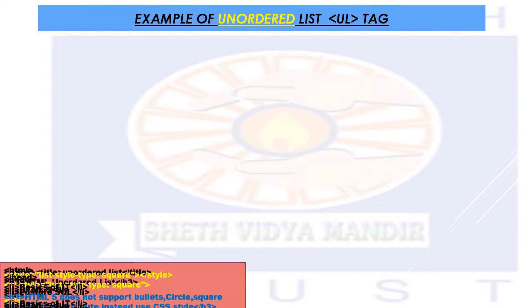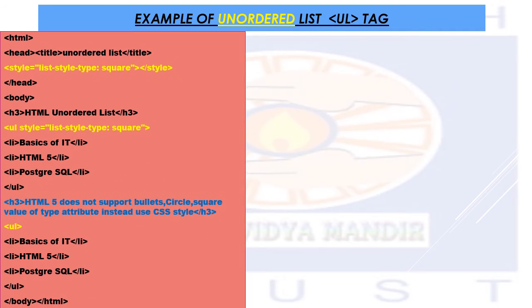Here we have come to the next topic, the unordered list, which is also called a bulleted list. As I said earlier, here you cannot directly use the type attribute. To use the type attribute, you have to use the style tag, that is, CSS. So you see how important CSS is.